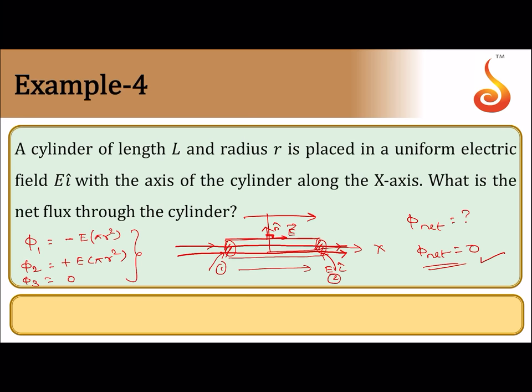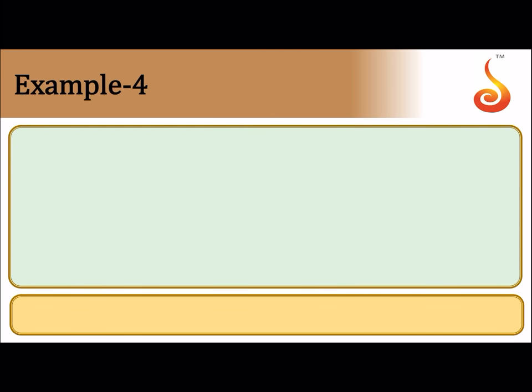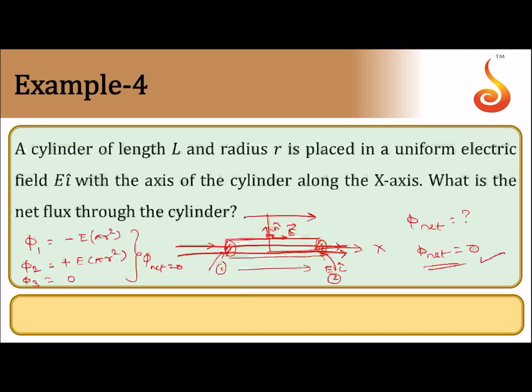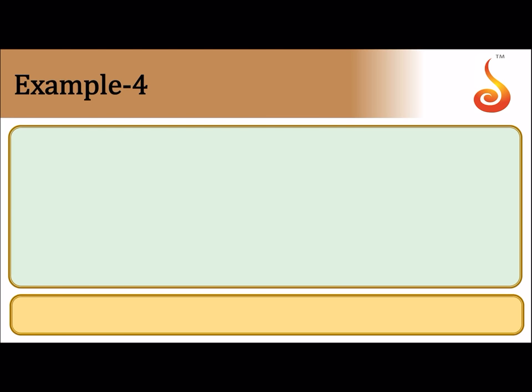Add it all up. Phi net will be zero. The electric flux through the surface is zero. So phi net equals zero. Okay. Please write it down. Phi net is zero.